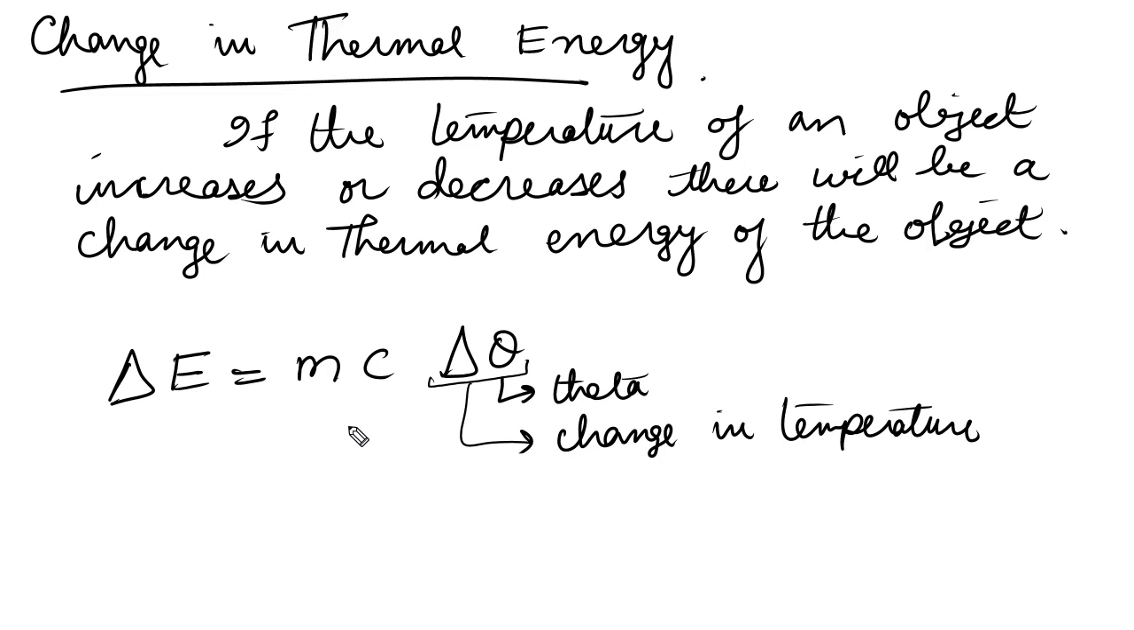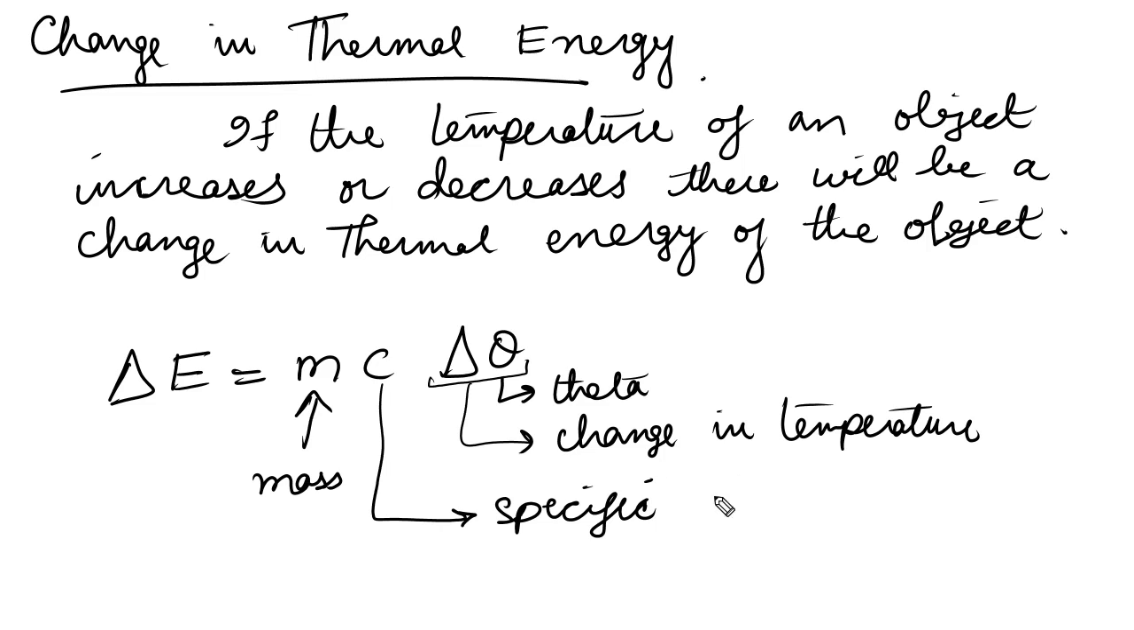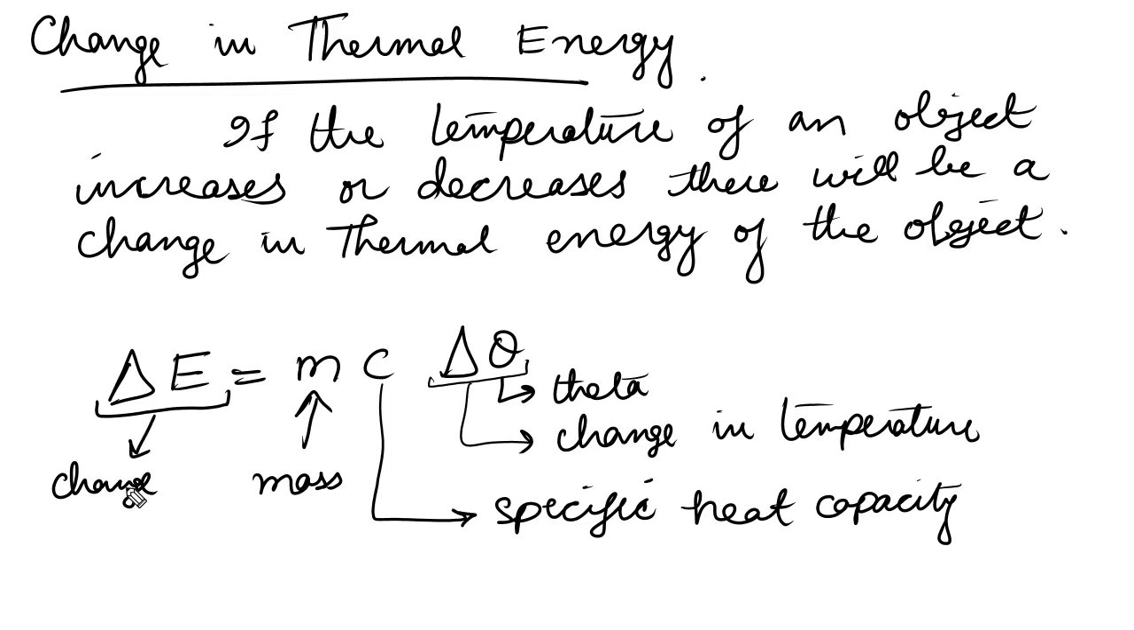Now m represents the mass of the object whose temperature has been changed, and c represents the specific heat capacity of the object. We will discuss it after this topic. And this delta E represents the change in thermal energy. Because it's energy, the unit will remain the same, that is joule.